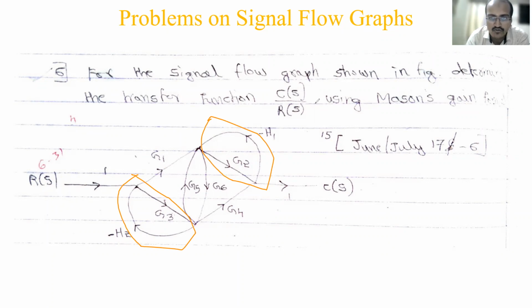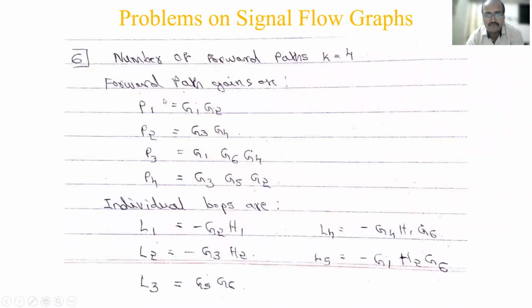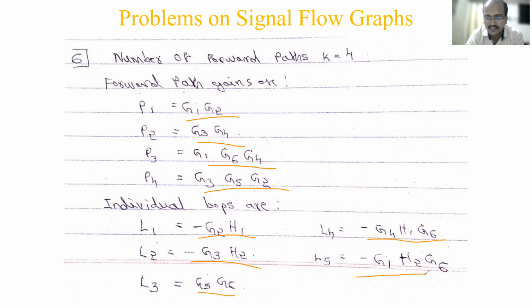So now everything will be put over. Its gains we'll substitute in the formula. Okay, hope you have understood this diagram. So 4 paths, so the answer is written: G1, G2, G3, G4, G1, G6, G4, and G3, G5, G2. Individual loops are G2, H1 and G3, H2, direct one, then G5, G6, middle one, and the other 2 loops as I told you, minus G4, H1, G6, minus G1, H2, G6. Everything is written over here.